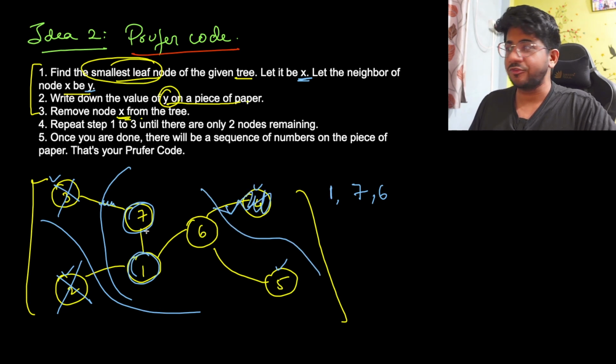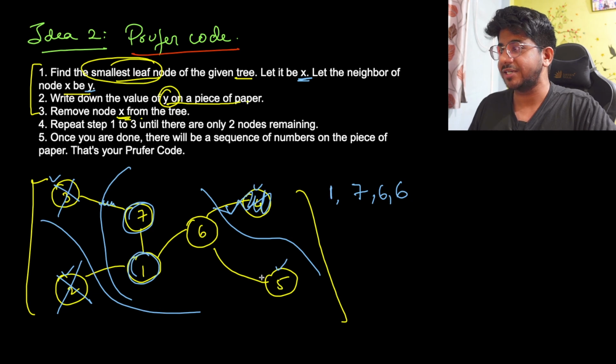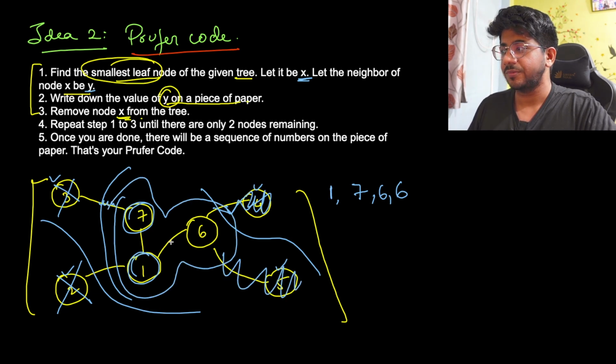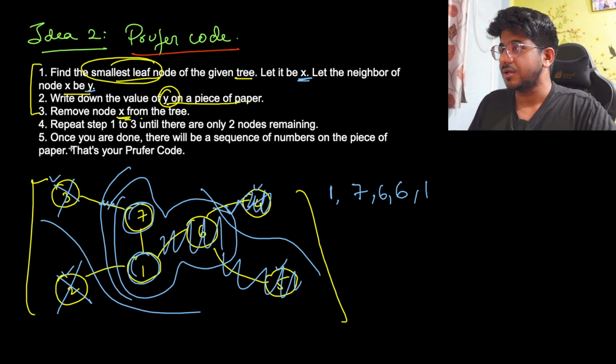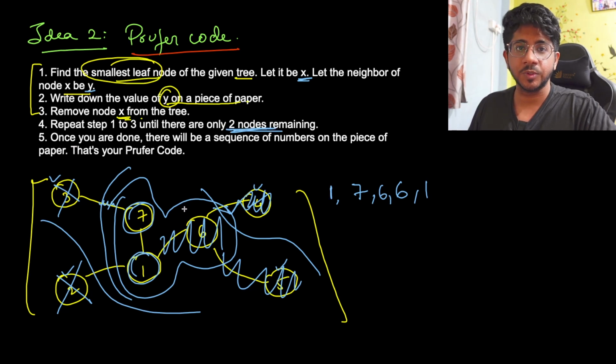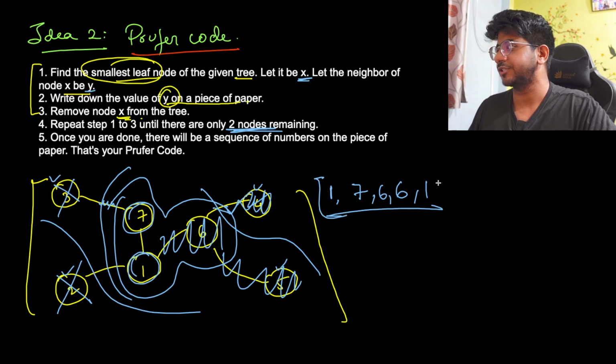What is the next leaf? I think 7 and 5 are the only leaves available right now. 5 is of course lower in number. So 5's neighbor is 6. So you will add 6 and then delete 5. Now this much is the graph. What is the leaf now? 7 and 6. You take out the smallest one. 6 is the smallest one. You add its neighbor and then you delete it. Once you're done with only 2 nodes remaining, you will stop the procedure. So this is your Prufer code for this tree.